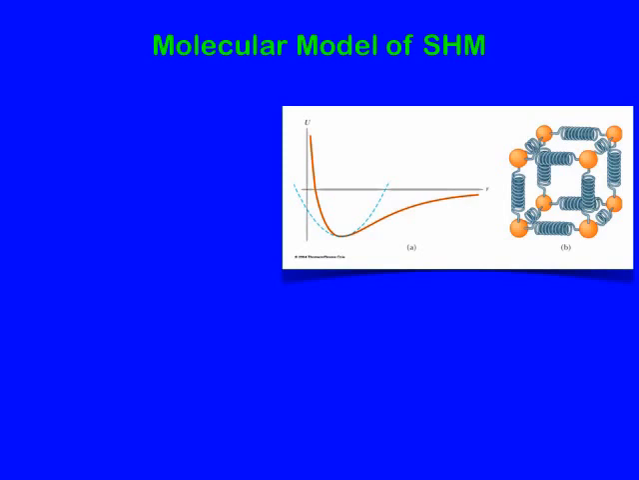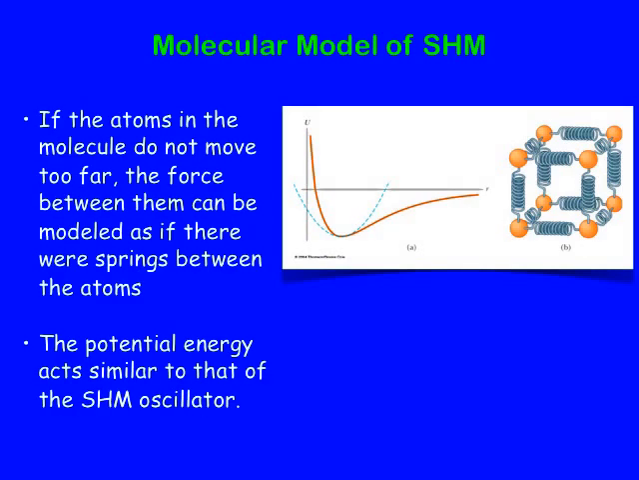So all solids, and liquids and gases at high temperatures that can vibrate, can be modeled as if they're balls on springs. So learning about the oscillatory motion of springs is ubiquitous because it also helps us learn about the vibrations and oscillations of solids, liquids, and gases of all matter. If the atoms and the molecules do not move too far under ordinary temperatures and pressures, the force between them can be modeled as if there were springs between the atoms. The potential energy acts similar to that of a simple harmonic oscillator.